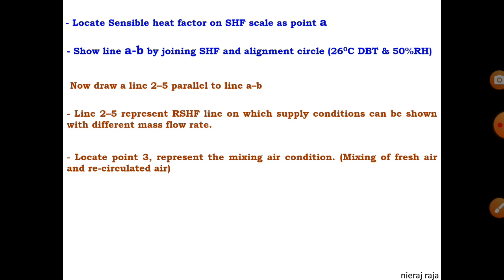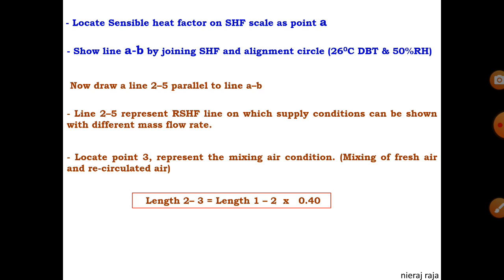And point number 3, now this is also important, as the mixing chamber is before the cooling coil. So from point number 1 the fresh air is coming, and from point number 2 the room air is coming, recirculated air is coming, and they are mixing together, and it gives you another quality which can be represented at point number 3. In order to get point number 3, you will have to multiply the length 1 to 2 by 0.4. 60% is recirculated air and 40% is fresh air. So measure that length 1 to 2 and multiply it by 0.4. You will get 2 to 3, and at point number 3 you will get a temperature of 28 degrees Celsius.